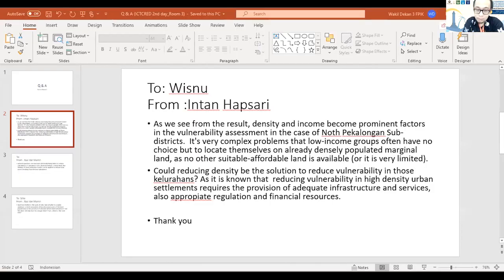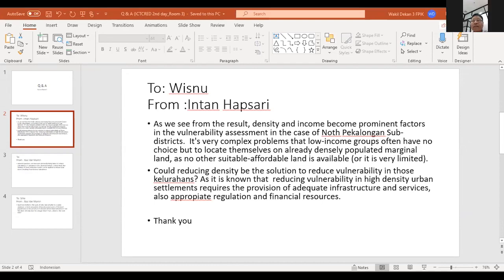So we come to the first discussion for the questions. The first question is from Miss Intan to Pak Wisnu. As we can see from the result, density and income become prominent factors in the vulnerability assessment in the case of North Pekalongan subdistricts. Could reducing density be the solution to reduce vulnerability in those kelurahan? Pak Wisnu, can you answer this question?